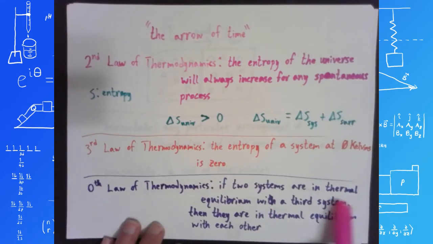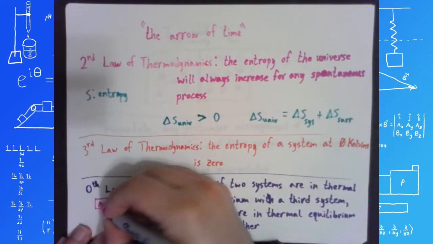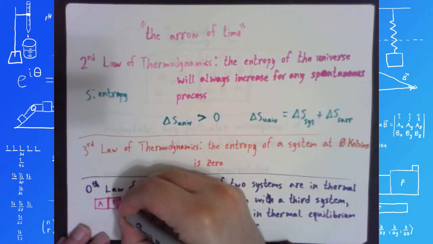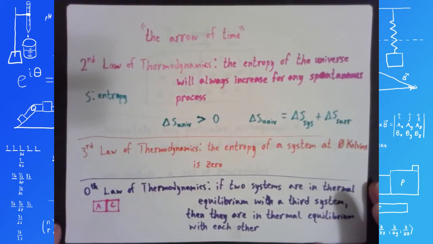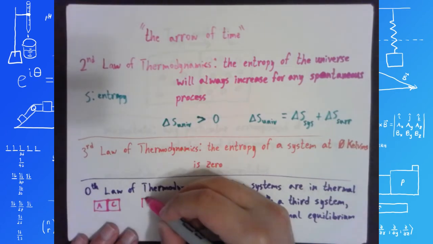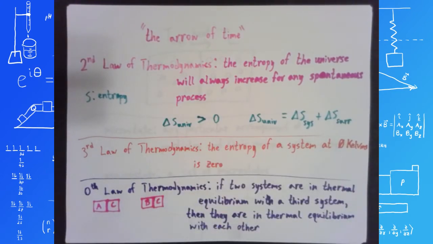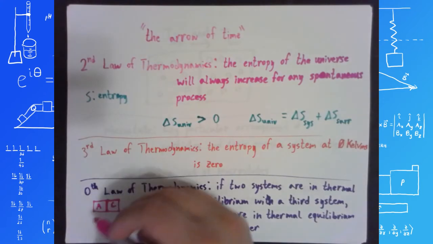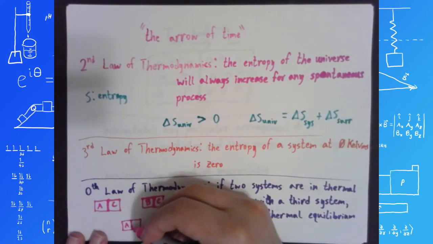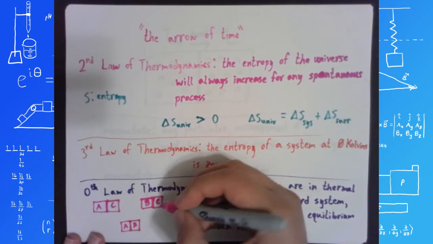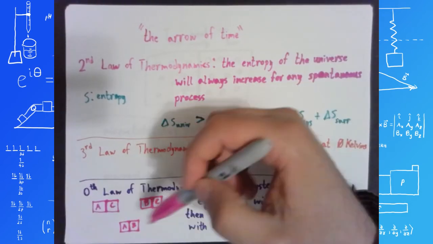So if two systems are in thermal equilibrium with a third system, if I've got system A and I make it touch system C, and I don't notice any heat transfer, at least no overall heat transfer, and I then take system B and put it in contact with system C, and no heat transfer happens, then even without making systems A and B touch each other, because they both are in thermal equilibrium with C, I know they're in thermal equilibrium with each other. So essentially, system C is a thermometer.